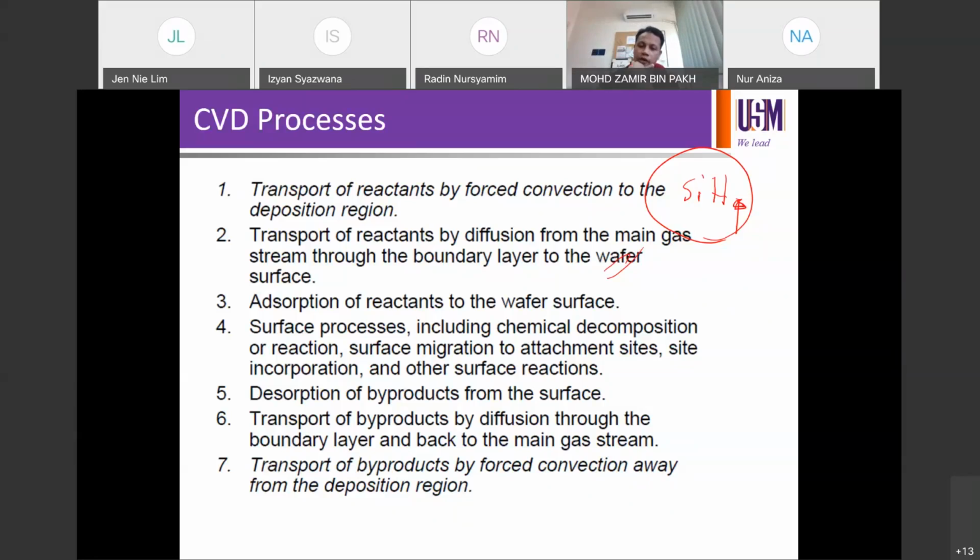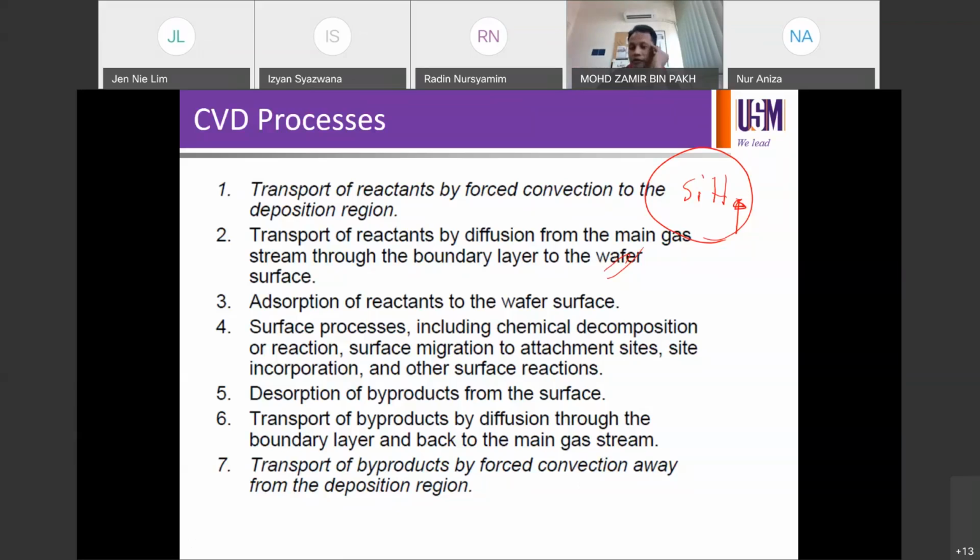So we need to send off the byproduct through the exhaust line, right? So the incoming brings the silane by the nitrogen, for example, and then the reaction takes place in the middle of the tube. And then at the very end of this side, you have an exhaust line to suck the byproduct off the system to enable the next deposition. Transport of byproducts by forced convection away from the deposition region. So we're talking about an exhaust system to suck.